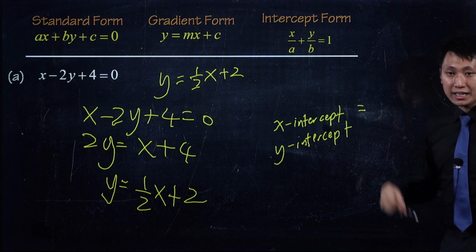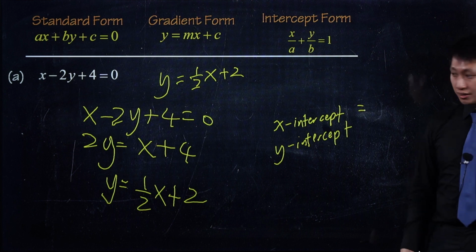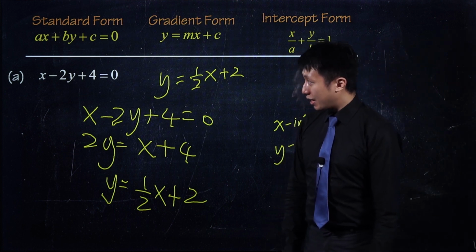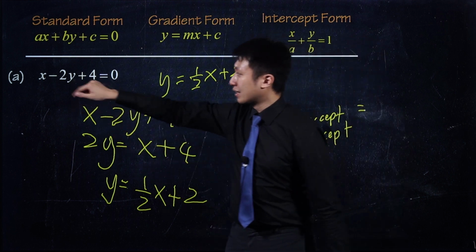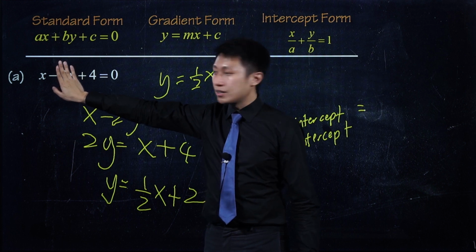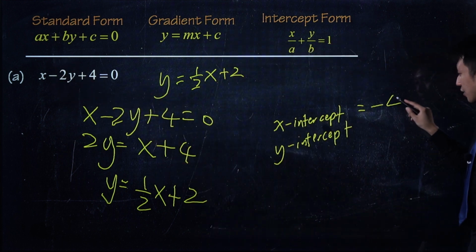So what is the x-intercept? The x-intercept happens when y is equal to 0. When y is equal to 0, which one do I want to use? I use this one, the original one. I set y equals 0, then x equals negative 4. Move the 4 over, so I get negative 4. So this is minus 4.